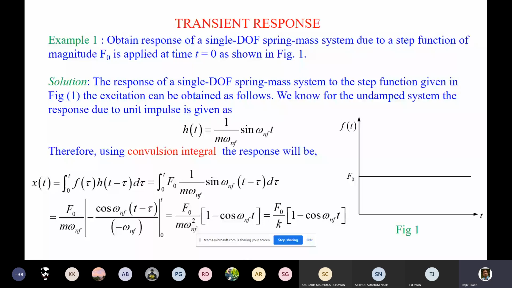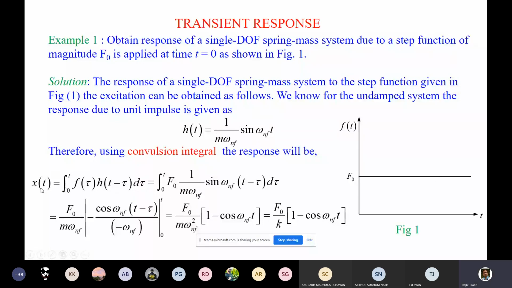Okay, so here we are taking a single degree of freedom spring mass system. There is no damping in this, but this is the force pattern. So suddenly we are applying a force of magnitude F0, and then it remains on the system forever. In the previous slide, we already obtained the unit impulse response function like this. Now we'll be using the convolution integral to obtain the response to this force in a spring mass system.